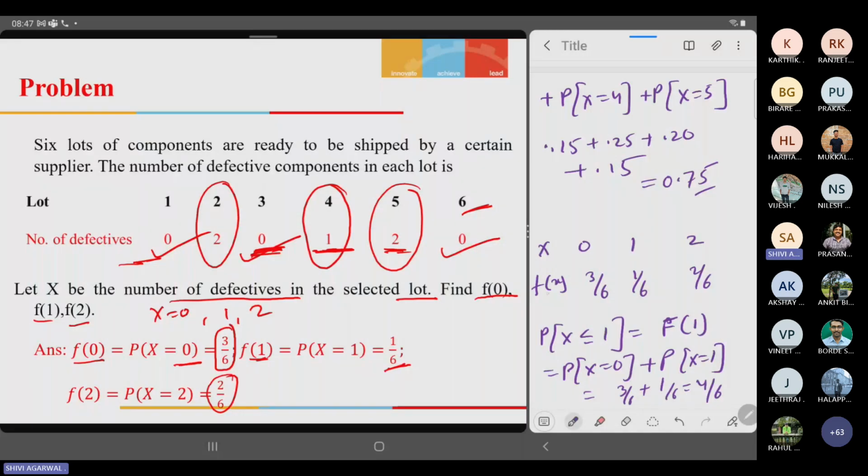F of x, x is what? 0. 0 is coming 3 times out of 6, so that's why it is 3 by 6. 1 is coming 2 times, and you can write 2 by 6 as 1 by 3. No problem. Okay, so this is the way.